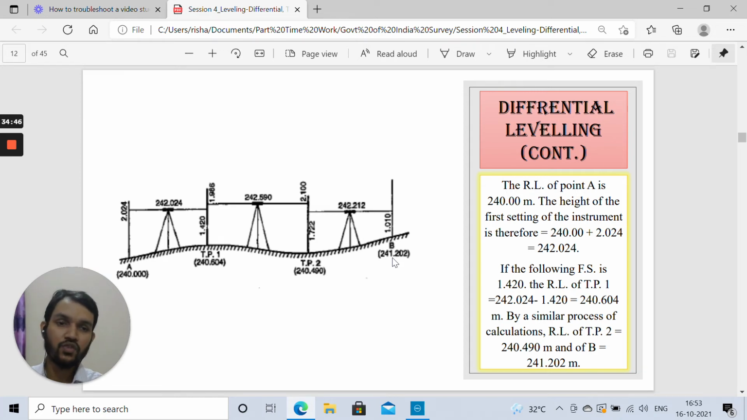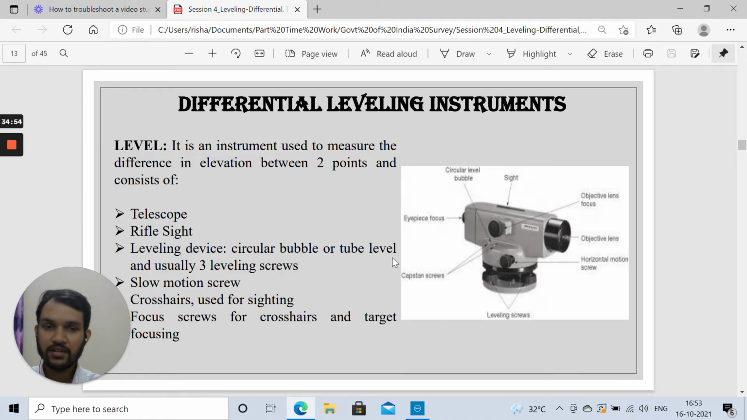Okay, so for now we will discuss the instruments that are required to make this leveling. This was the differential leveling that we have discussed. Now the instruments that are required. See, what is a level? It is an instrument, as I have already told you, that is used to compute the difference in elevation between two different points. If two different station points are there, this level device can be used to get the difference in elevation between those two stations.